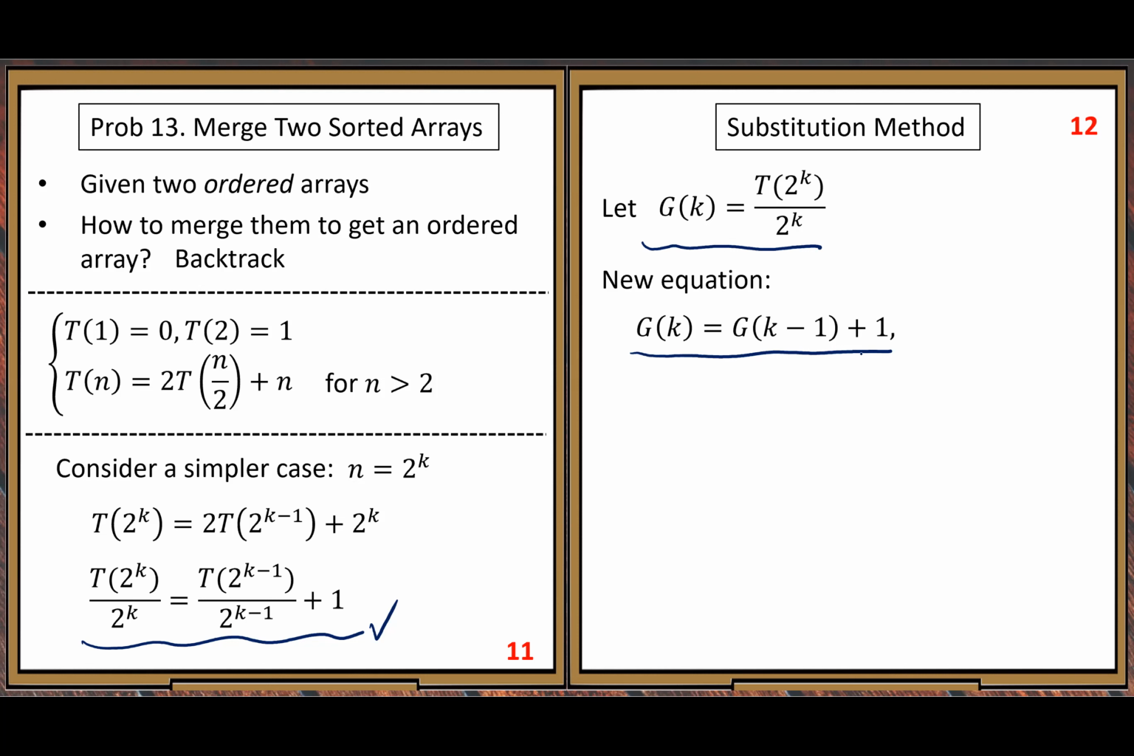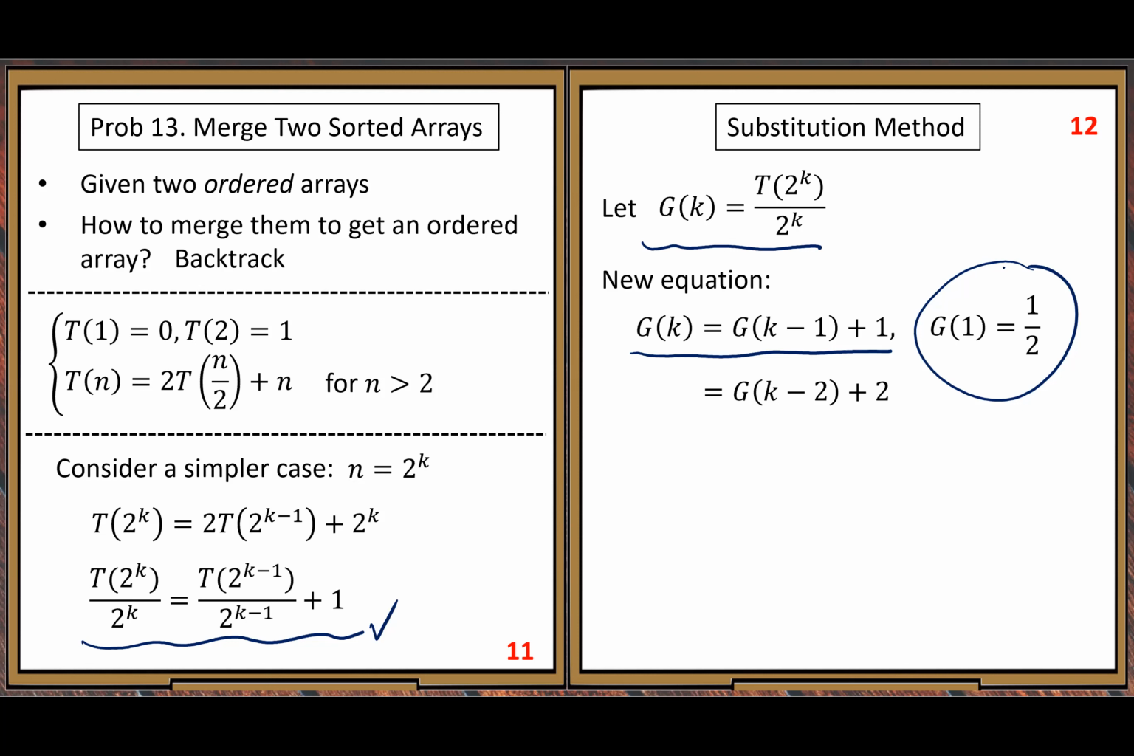And to solve this simpler recurrence relation, that's very easy. Here, if you plug in k equals 1, g of 1 is 1/2. So that's the base case for our G version of recurrence relation. Now let's solve this G version of recurrence relation.